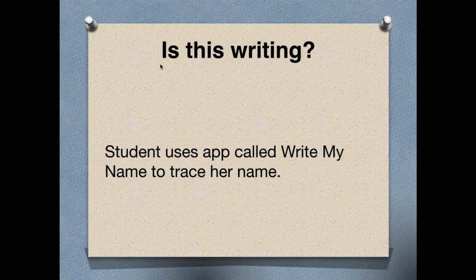So let's look at some more of what this could be. Is this writing? Many of our kids with Angelman love this app. It's called Write My Name. They trace their names with it. They love it. They have great fun. Are they writing when they do this? I would say no. They're tracing. They're working on the fine motor skills, but it's a really fun activity.